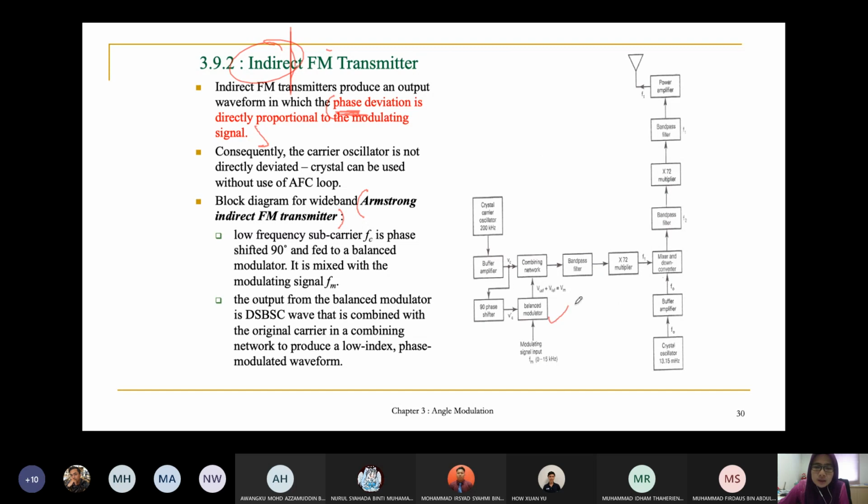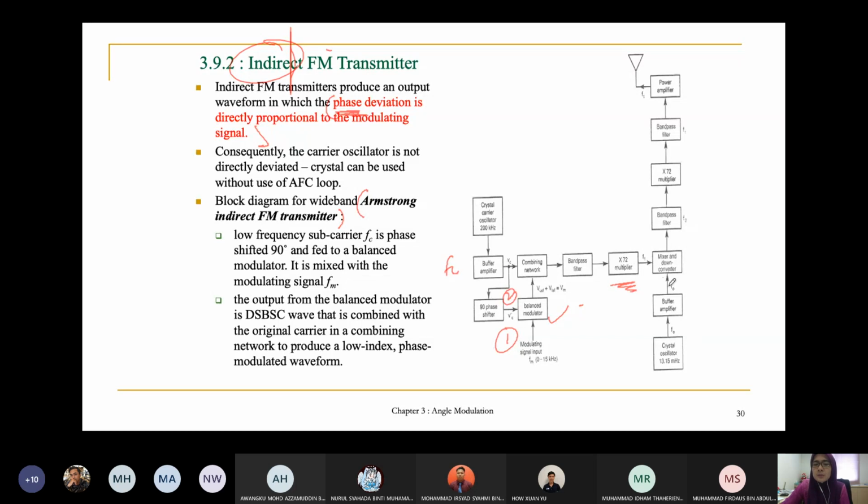Okay, so if you look at here, this is the modulator. For the input of the modulator, we have two. The first one is the modulating signal input, the signal that you want to send, Fm, and also another input, this one over here. This is the FC, the carrier signal, 200 kilohertz. The output of the modulator will go to the combining network and then to the bandpass filter. After the bandpass filter, we have the multiplication process. You need to multiply with 72.